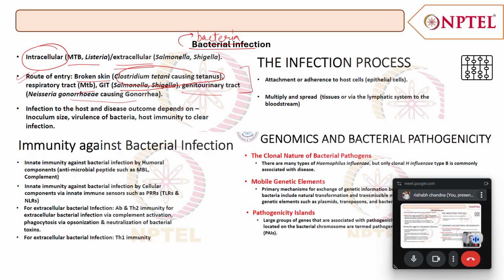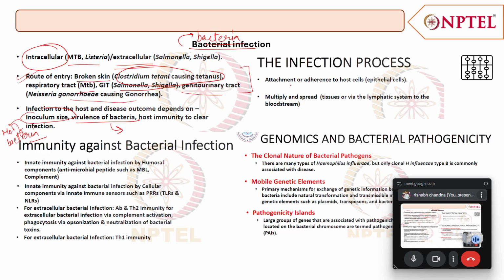So infection to the host and disease outcome depends upon the inoculum size. Inoculum size means the number of bacteria infecting the body. Then the virulence of the bacteria, how virulent the bacteria is, then host immunity to clear the infection. That is the main.